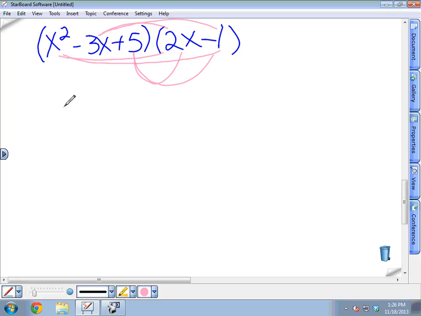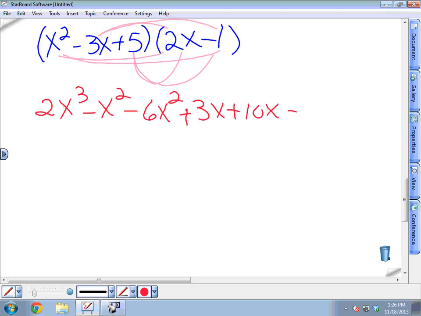So look, guys. X squared times 2x, 2x cubed. X squared times negative 1 minus x squared. Then I move to this term. I'm going to multiply this by both of those. Minus 6x squared and plus 3x. Then I move on to my 5. Plus 10x minus 5. And then I'll count 1, 2, 3, 4, 5, 6. I know that I have the right number of terms.